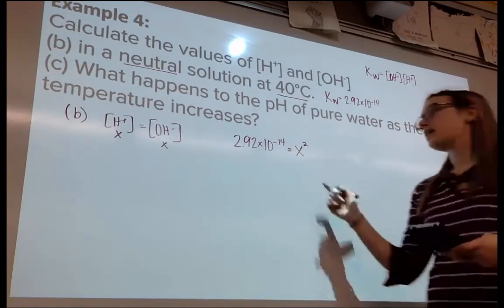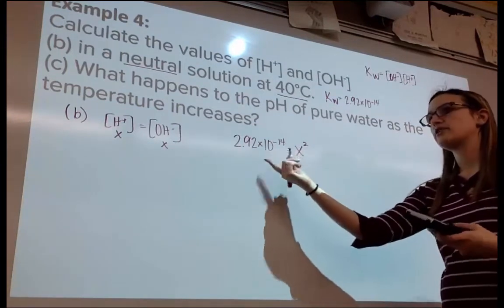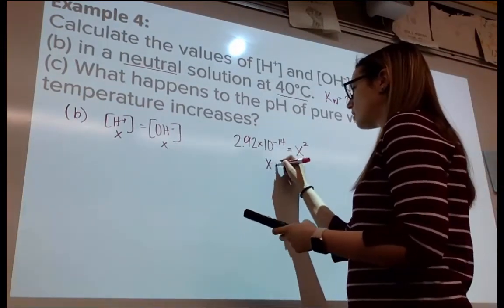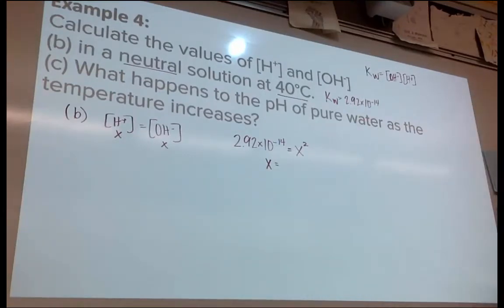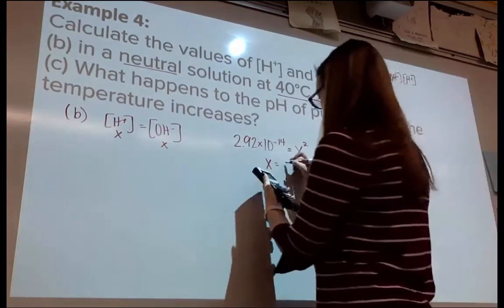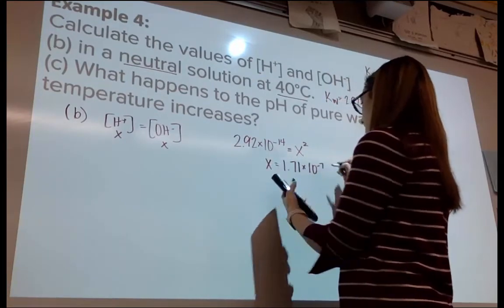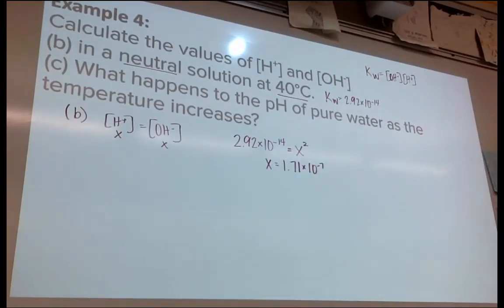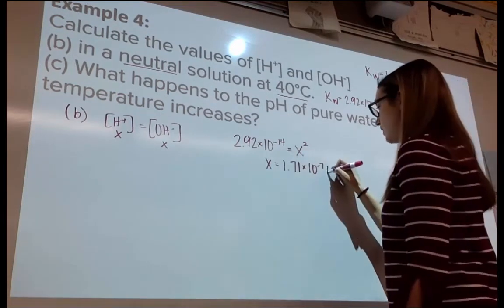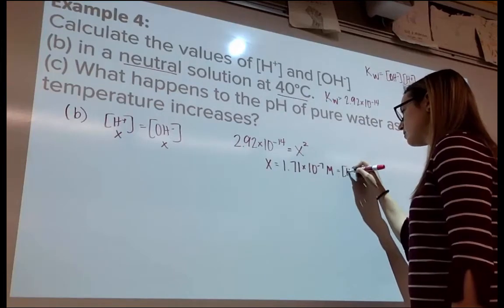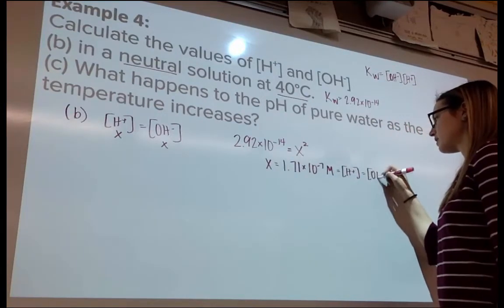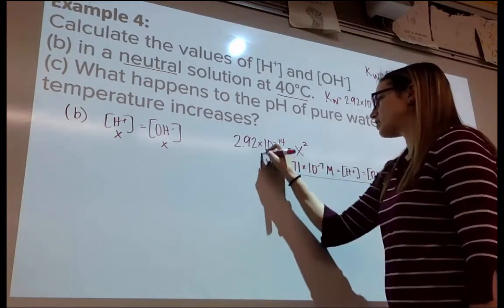And so to solve this, again, this isn't one that you'd be required to do without your calculator, just because of the number in front. But you take the square root of 2.92 times 10 to the negative 14th. We get 1.71 times 10 to the negative 7th. Notice how that is different from what we calculated in part A. In part A, we just had 1 times 10 to the negative 7th. Now again, I'm going to put my unit of molarity because this is concentration. Here's my answer for part B.